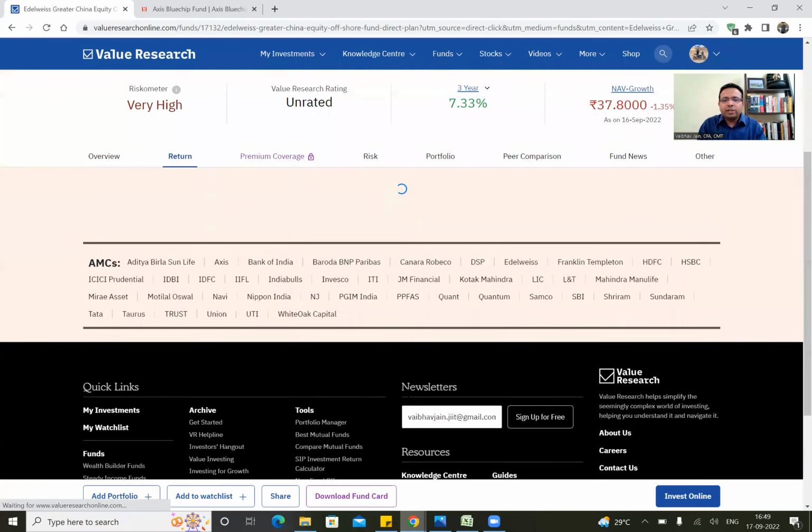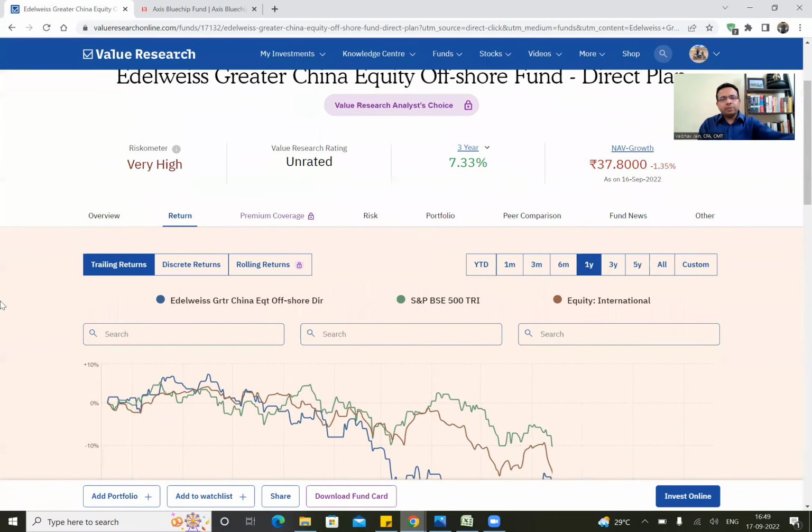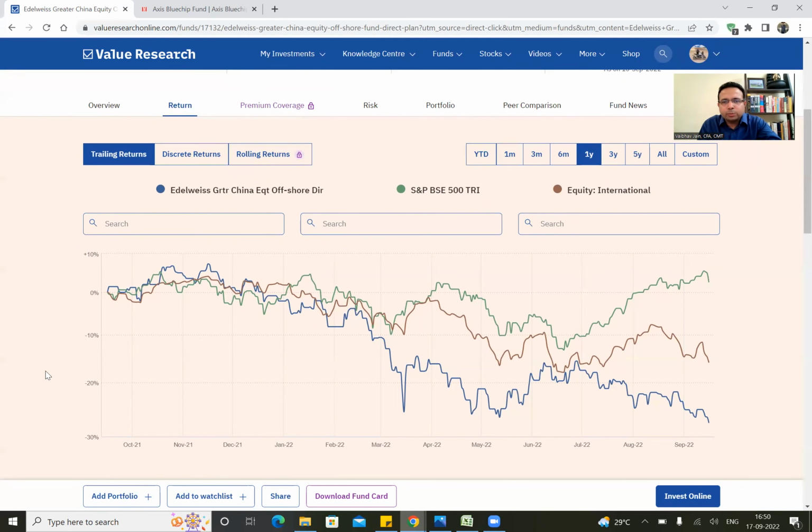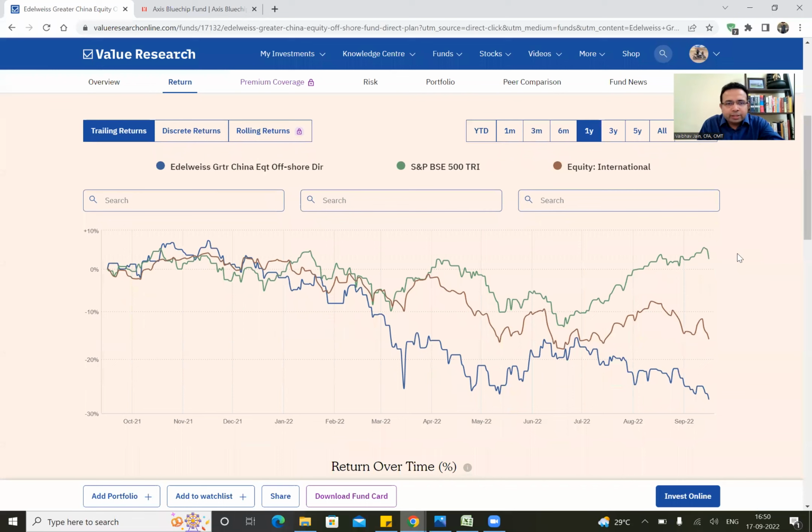If you just calculate return details, they will open trailing returns, discrete returns, rolling returns. Now let's look at what trailing returns is. Trailing is nothing but a line chart, and it will keep plotting the returns on a daily basis. Let's say this is 1 year, from September 16, 2021 to September 16, 2022. And this is how they have plotted the returns for this fund and the benchmark they have assumed.